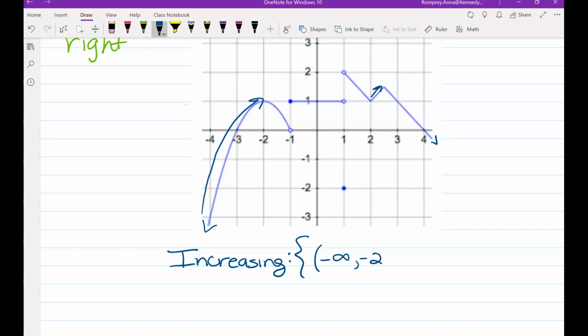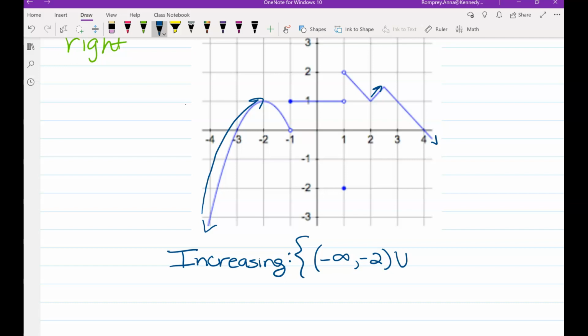Now -2 is a pivot point. It's included in the increasing and the decreasing interval, so I can't close it. I need to leave it open because it's included in both intervals. So I'm going to use a parenthesis again. Now we had one other piece, so I'm going to use the little union symbol.